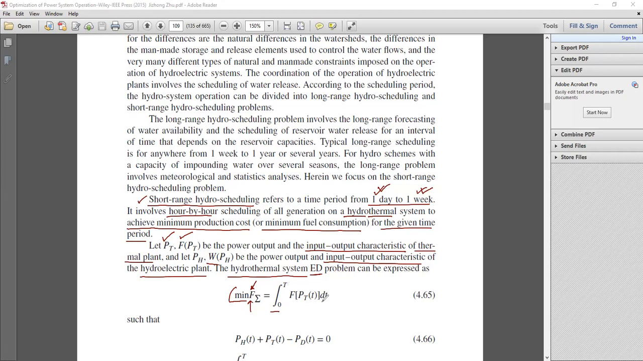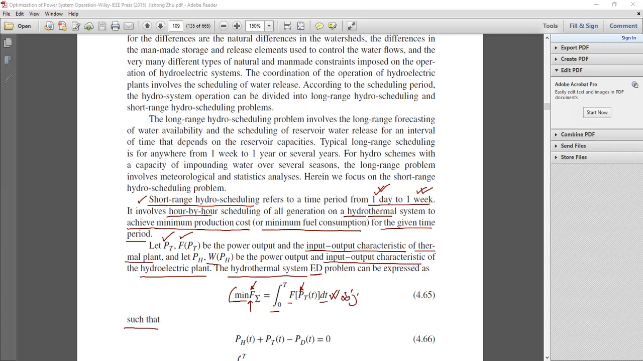And that has to be integrated for all the F, where PT can now be treated as a function of time, because we are integrating the whole thing as a function of time. So this is the explanation of 4.65. This is our main objective function, such that now we start the constraints.